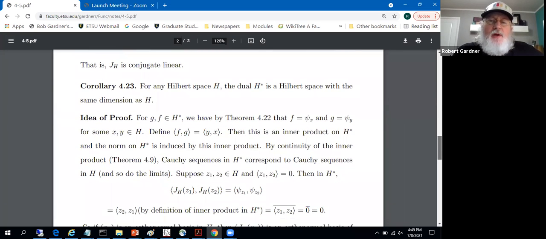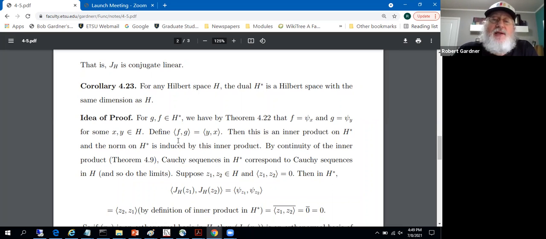Corollary to the theorem. We'll give an argument for this within the notes, so we're approaching this section a little bit differently. For any Hilbert space H, the dual space H star is in fact a Hilbert space with the same dimension as H itself. So take g and f to be from the dual space, from H star. Theorem 4.22, what I want to call the Riesz representation theorem, tells us that f equals psi sub x and g equals psi sub y for some vectors x and y in the Hilbert space.